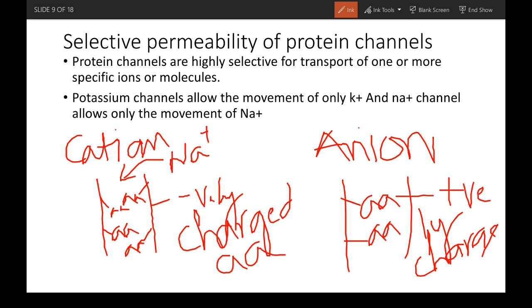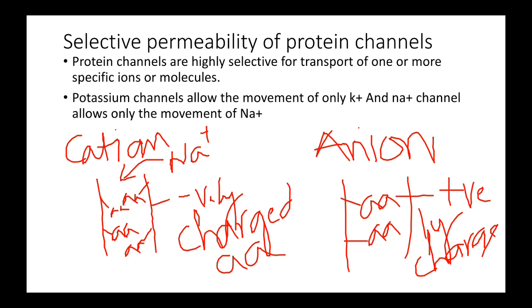Right? So that is that. But how can we differentiate between a potassium channel and a sodium channel? Because both channels will be cationic channels and will have negatively charged amino acids. So for that we will see in the next slide.